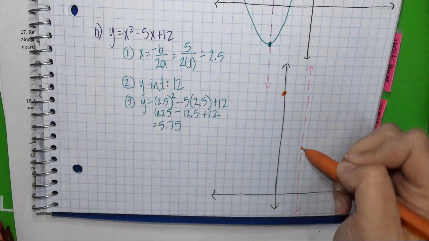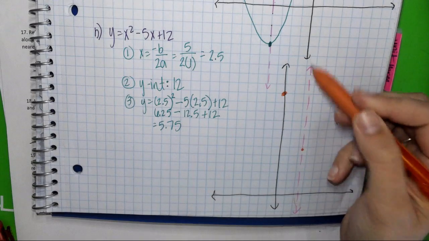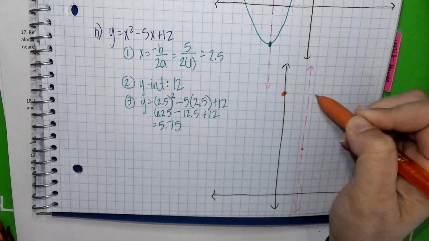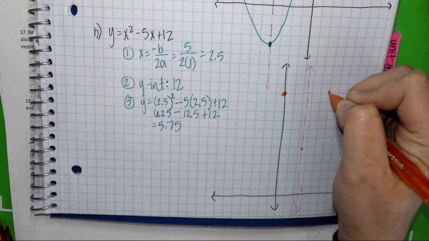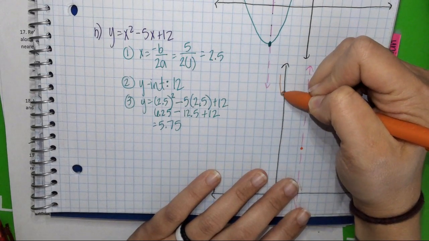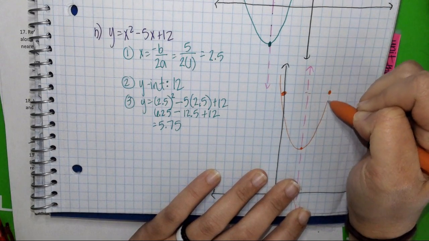The vertex is on the axis of symmetry, and the sides are mirrored. So if this is 2.5 units away, how many does it need to be over here? 2.5. And then do we connect it with a U or a V? A U. A parabola is a U.